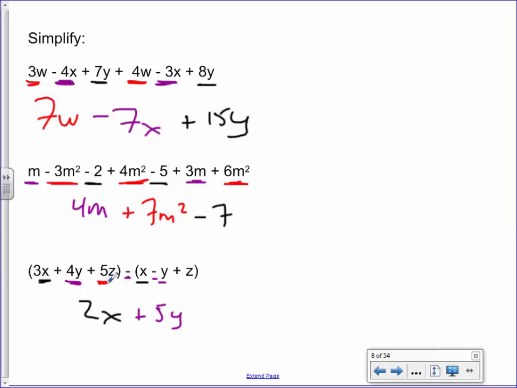And then we've got 5z subtract 1z. 5 minus 1 would be 4.